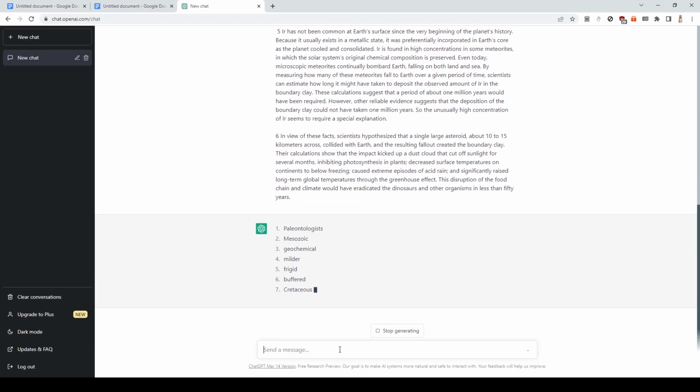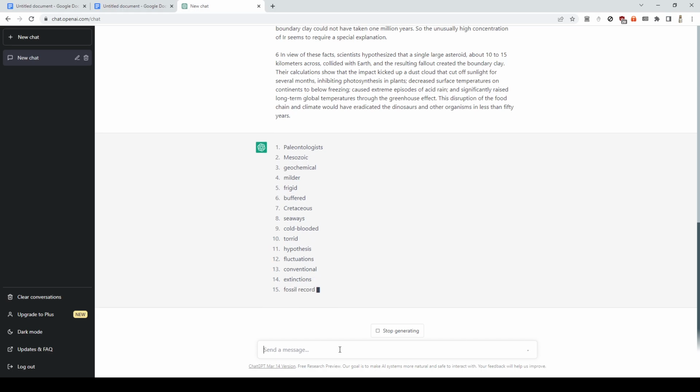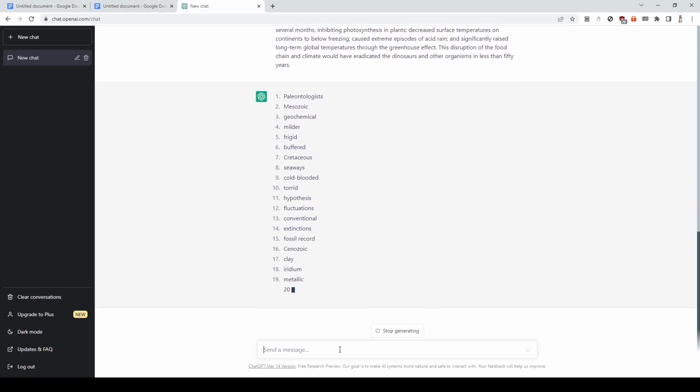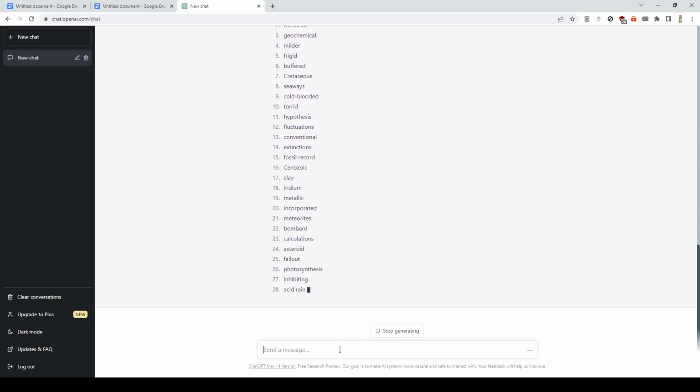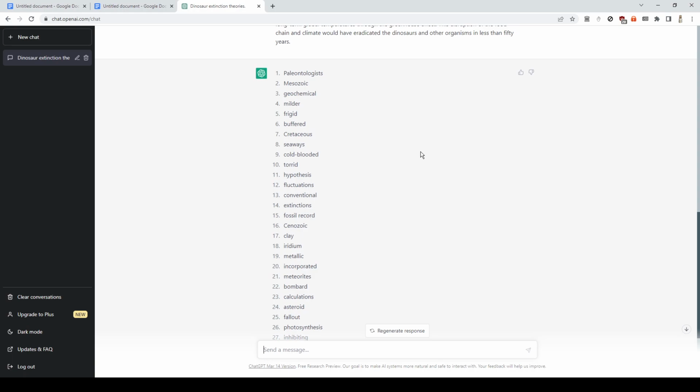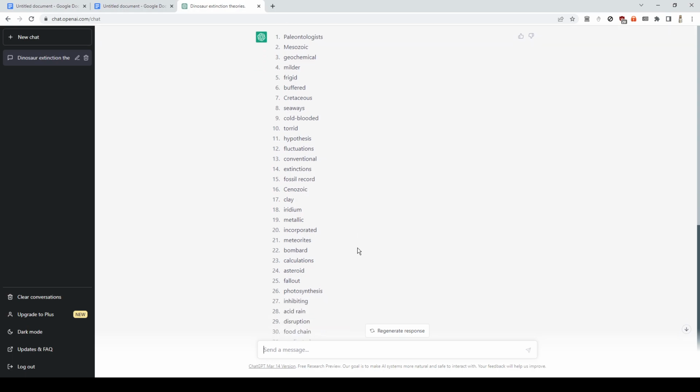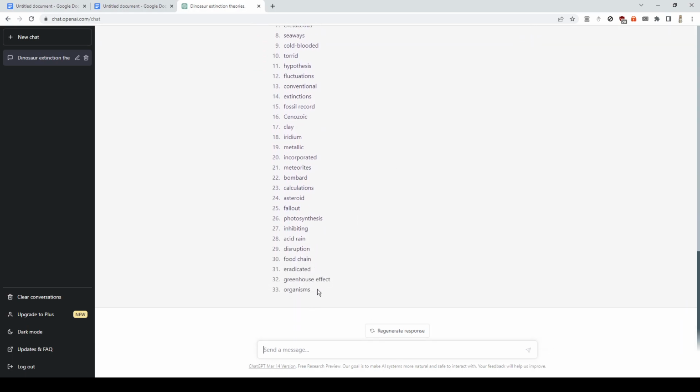Paleontologists. No kidding. This whole article is about dinosaurs going extinct. Mesozoic, yeah, that's technical. Torrid, seaways, conventional, meteorites, bombard, acid rain, greenhouse effect, organisms. So yeah, these are some pretty good academic words, right? These are words you're going to really want to know if you get a TOEFL reading passage about dinosaurs or something like that. So I've got a bunch of words.